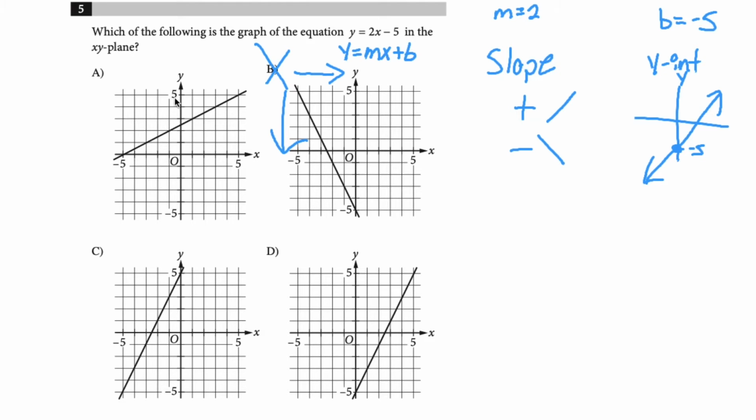If we look at A, it crosses the y-axis at 2.5, so it can't be A. C crosses the y-axis at 5, it cannot be C. D crosses the y-axis at negative 5, and that's the answer. So D is increasing and crosses the y-axis at negative 5.